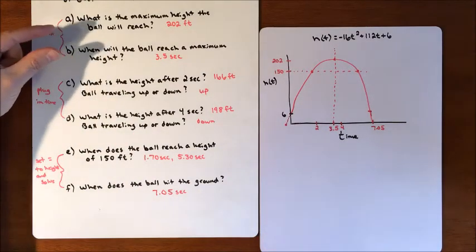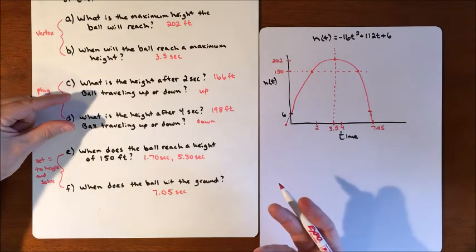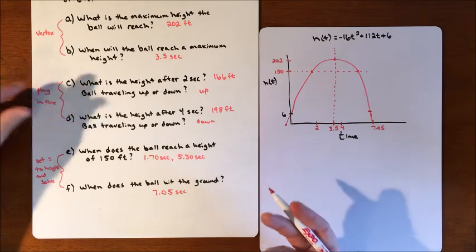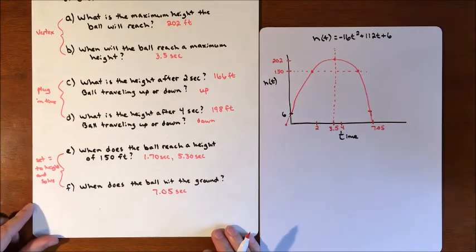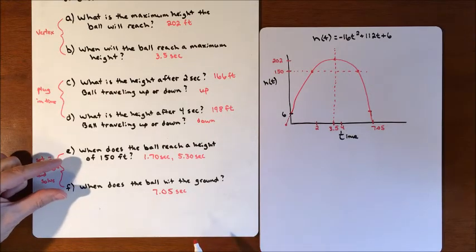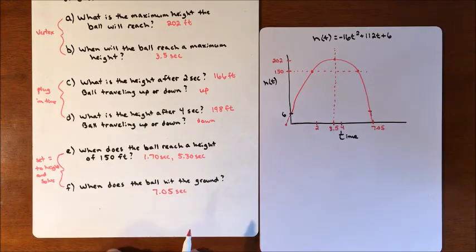So anything that relates to a maximum, we're talking about the vertex. Anything that says after so many seconds, what's the height going to be, means just plug it in. And if they're asking for a specific height, then you're going to have to set your equation equal to that height and solve it. And most likely you're going to have to use the quadratic formula to solve it. Not all the time, but far more often than not.